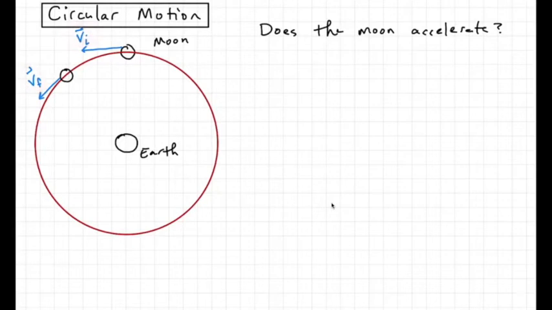So as long as there's any change in velocity, that means that there's some acceleration. In this case, if the speed of the moon is constant, the acceleration represents just a change in direction of velocity rather than a change in speed. So what sort of acceleration would cause that? How do you get a change in velocity without a change of speed? Well, you get that if the acceleration is perpendicular to the velocity.